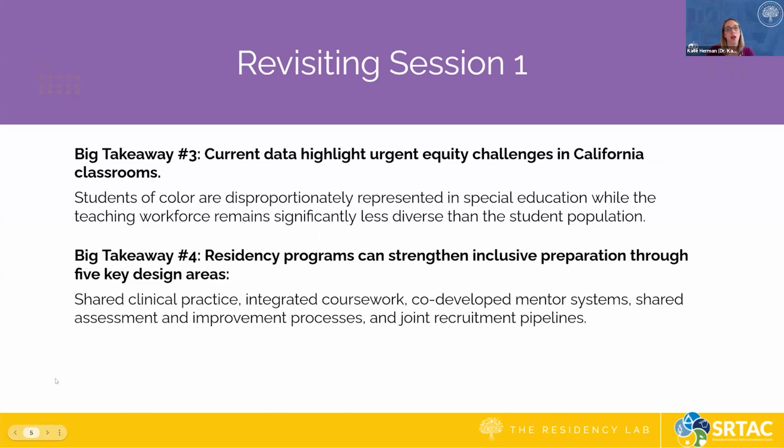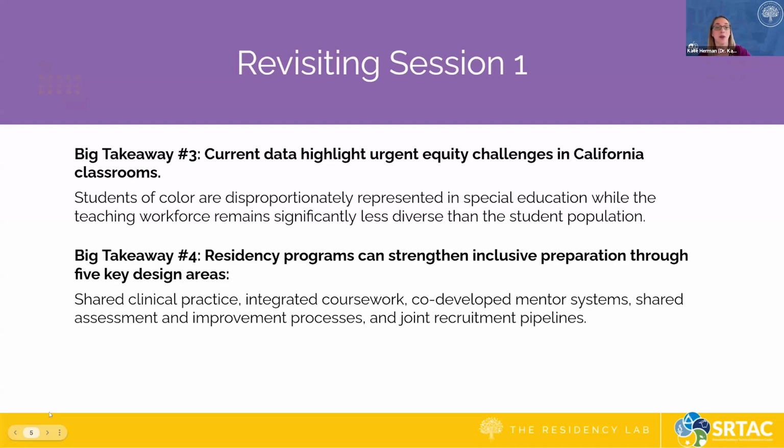Our third biggest takeaway was that the data that we shared really highlights the urgent equity challenges in California classrooms. Our students don't look like our teacher population. The demographics are not matching, and that causes a lot of issues, including issues with referrals to special education. Students of color tend to be referred more often for special education services, and there's a lot of reasons for that, and we dove into that a lot in the first session.